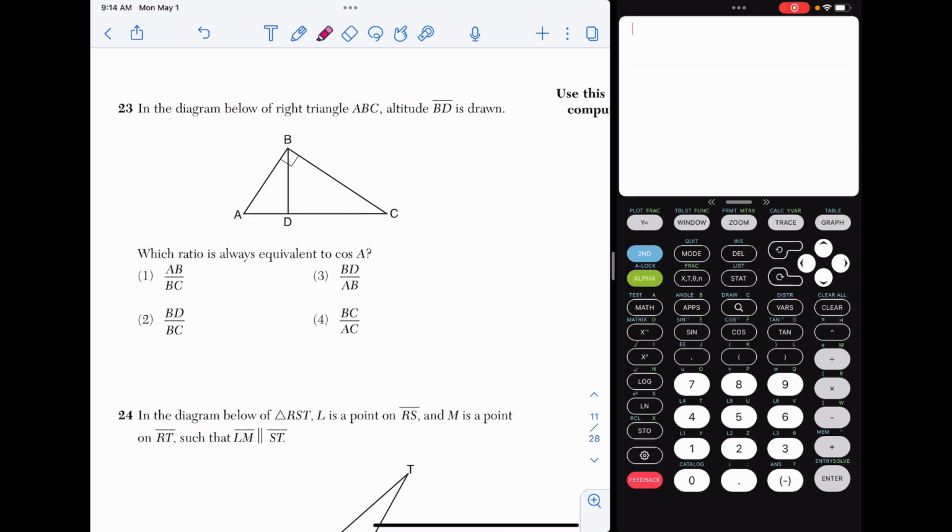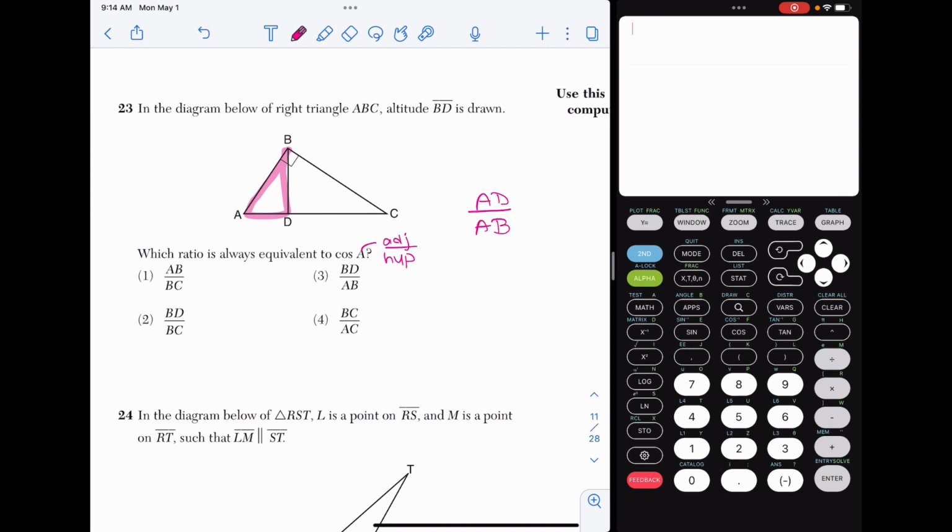23, in the diagram below of right triangle ABC, altitude BD is drawn. Which ratio is always equivalent to the cosine of A? Well, cosine is always adjacent over the hypotenuse. So if I look at A, the adjacent is AD, and I'm looking at this triangle, for instance, ABD, over the hypotenuse AB. That is a perfectly correct answer. It's just not one of the answer choices.